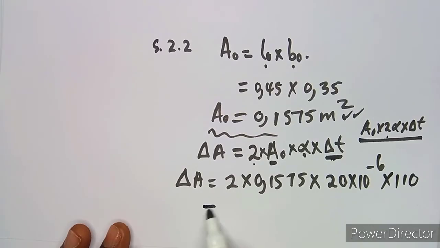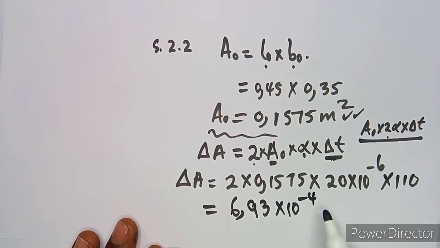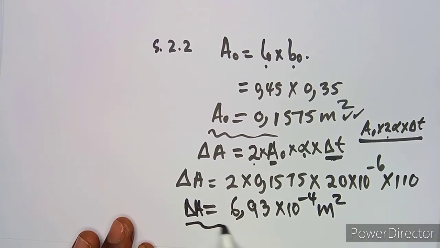Using your calculator, you're going to multiply everything there. Your calculator is going to give you something like this if you round off properly: 6.93 times 10 to the power minus 4, which is in square meters. So this was the change in area, 6.93 times 10 to the power minus 4. Actually, I forgot to have my calculator, but that is the idea there. Okay, so I want you to see something.